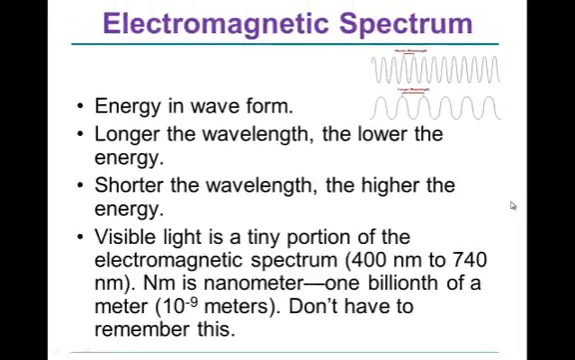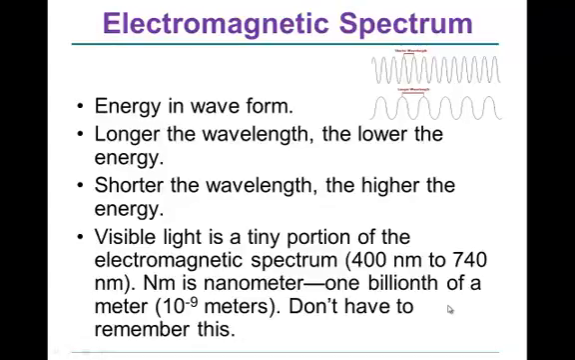Now, visible light is only a tiny portion of the electromagnetic spectrum. I'm putting some units here, some measurements. I'm not going to ask you if visible light goes from 400 nanometers to 740 nanometers, but I'm just reporting this, putting it up here. So do not memorize the range nor even the unit, that a nanometer is 1/billionth of a meter, 10 to the negative 9 meters. You don't have to remember that.